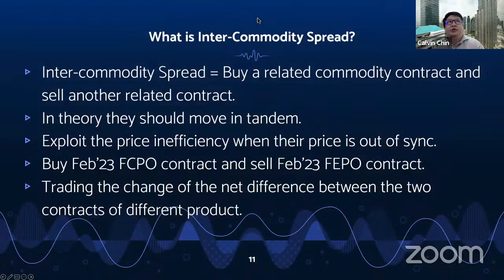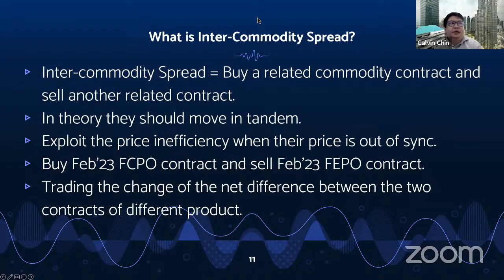So what is inter-commodity spread? Inter-commodity spread is basically buying a related commodity contract and selling another related contract, normally at the same time. It can be at different times, but normally it will be at the same time. In theory, these two commodities should move in tandem. Whenever they don't move in tandem, then we call it an inefficiency. We will exploit this inefficiency to get the profit. We're hoping that this inefficiency is temporary, and then after that it goes back to normal. With this, we will be able to get some profit.